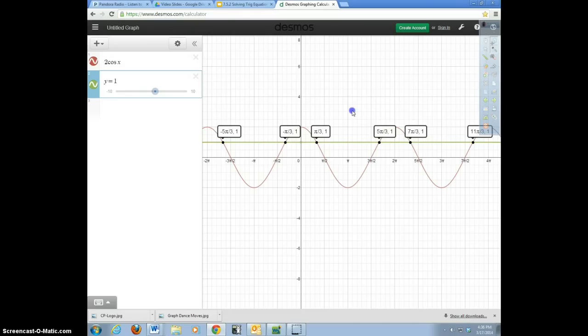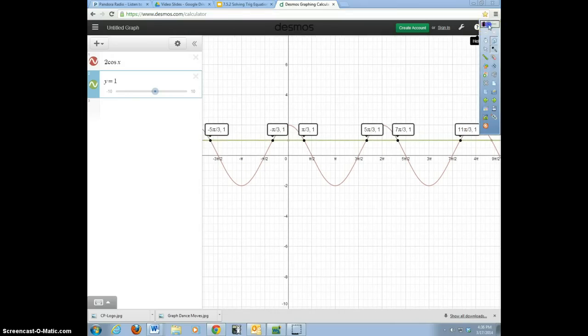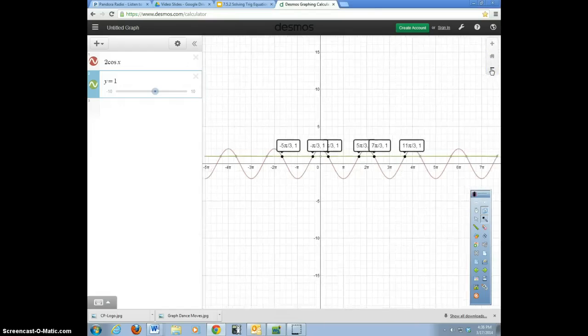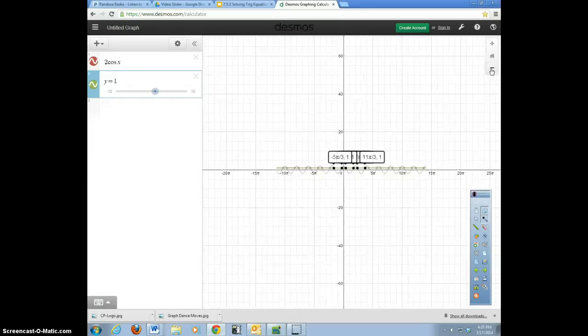And if I keep going, I can zoom out. If I zoom out, it keeps going, and it keeps going, and we have intersections forever. This line's going to intersect this forever. So how do we write down the solution for this forever? Well, we can do it.